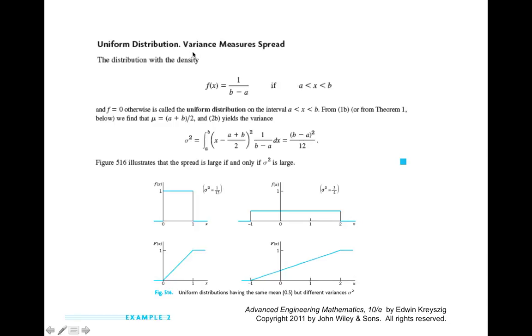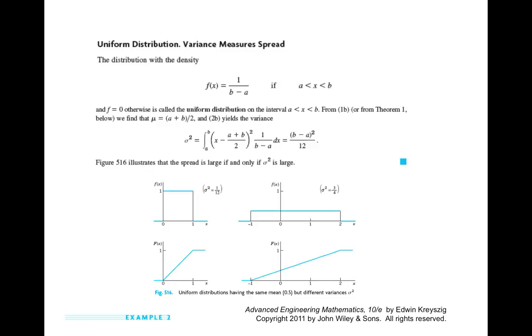So if you have a uniform distribution, here is an example of a uniform distribution. Between 0 and 1, we have basically the value 1. And so f of x is 1 over b minus a if x is between a and b, and f is 0 otherwise. So basically we can calculate a variance from that. Using our formula, we get b minus a squared over 12.